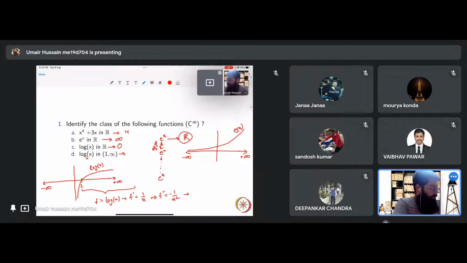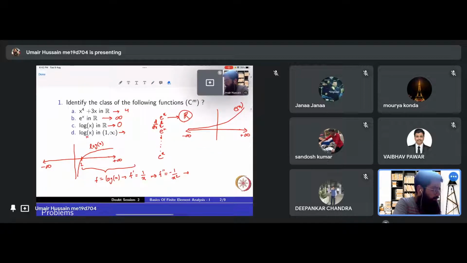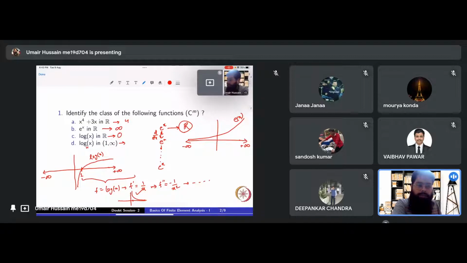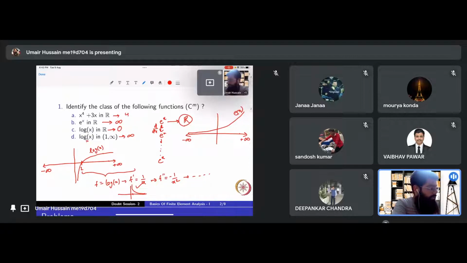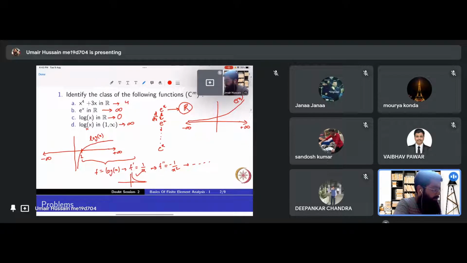1 by x plots. If you draw the plot, 1 by x looks something like this. So the only place it's not defined is 0. So from 1 to infinity it would be defined. So yeah, this is valid. Minus 1 by x square is also the same, and we'll just increase the power of x and negative. So I think we can go on till infinity, right? So yeah, someone answered that this would be infinity. If there is any doubt, you can stop me anywhere.